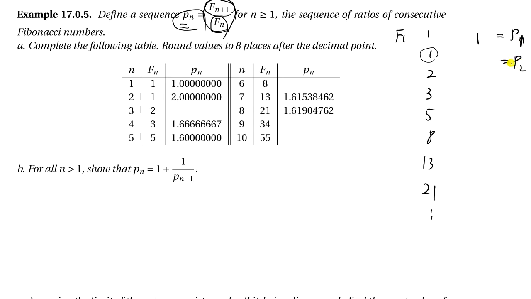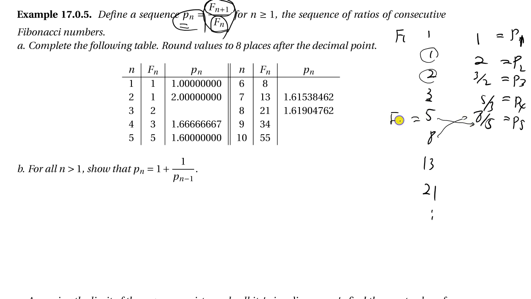So P2 is 2 over 1, which is 2. So P3 is this one over that, so 3 halves. And P4 is 5 over 3. And P5 is 8 over 5. Can you see that? Right? Always the next term over that same indexed Fibonacci number, right? So this table is just a collection of those.